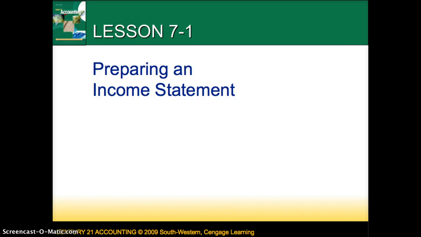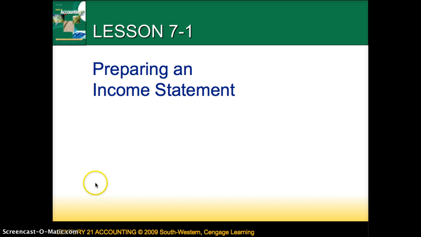This is lesson 7.1. This is preparing an income statement. So now that we are done with our worksheet, we need to figure out how to give information to the people that need it by having different kinds of sheets that will give you an overview of what happened throughout that fiscal year. So what we need to talk about here is an income statement.